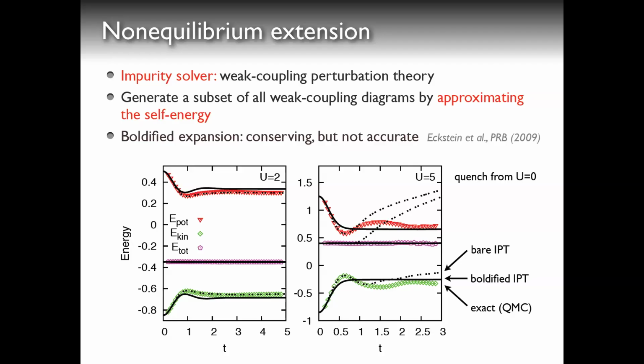On the other hand, if we look at the short time dynamics, even in the strong coupling regime, we see that the bare perturbation theory is actually more accurate than the boldified theory, which strongly overestimates damping effects. So if we restrict ourselves to short times or weak interactions, then the bare perturbation theory is preferred. But this shows that all these approximate methods have some weakness.